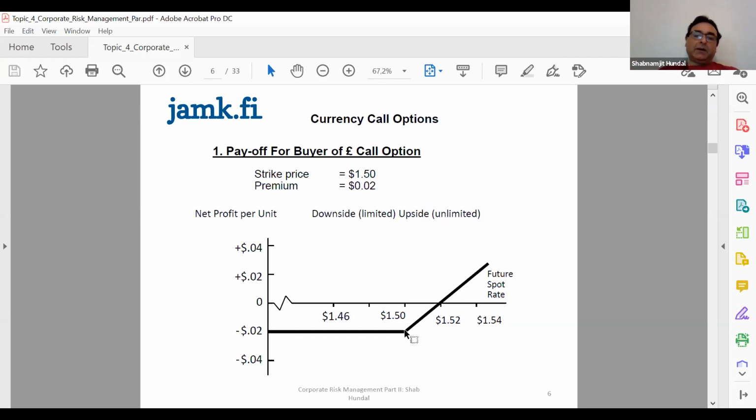But when this line becomes angular like this, going upwards, you must exercise the option, even though it can be a loss, but this loss would be less than the loss when you don't exercise the option. And here at 1.52, the loss is 0. And this is called break-even point, when your loss is 0. No gain, no loss. And further up, it's always a positive gain.